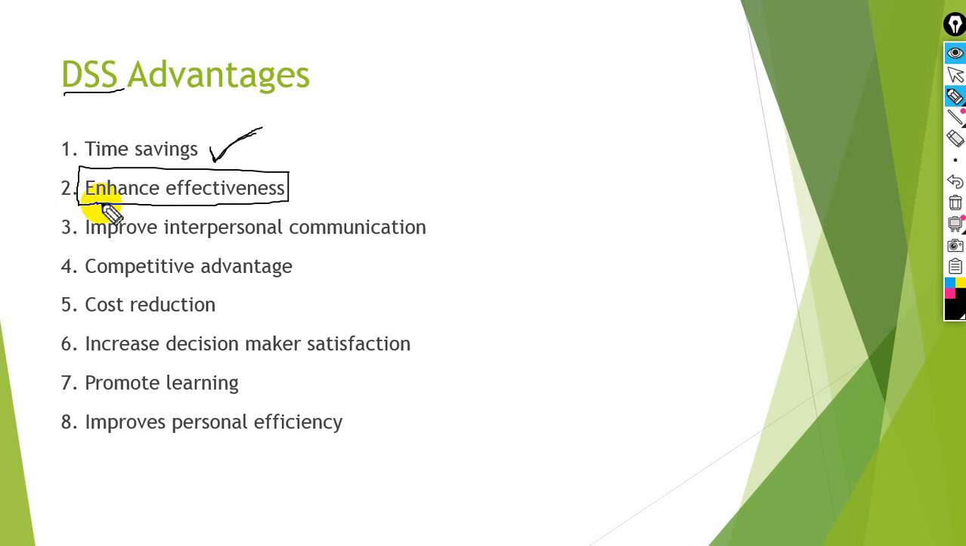Next, improve interpersonal communication. So it also improves the interpersonal communication inside the organization. Competitive advantages. So it also provides us the competitive advantages, how to compete with other organizations in the market. Okay, cost reduction. It also has a cost reduction advantage. So here the cost will be reduced.